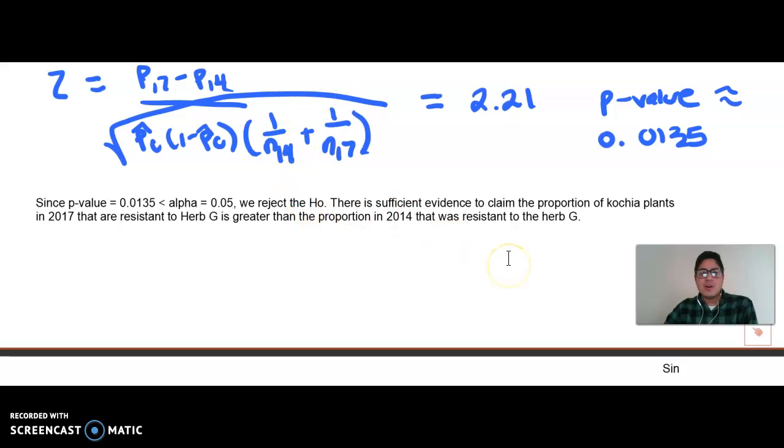So again, we'll go over more of these examples and more of this process in class, but this is just a little insight into an FRQ style question for the difference of population proportions.